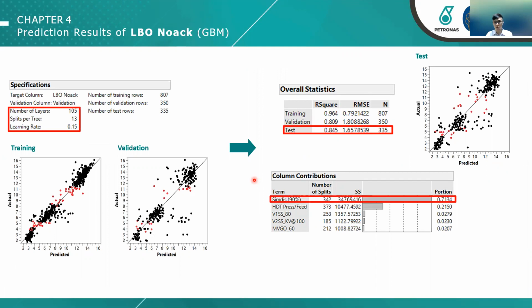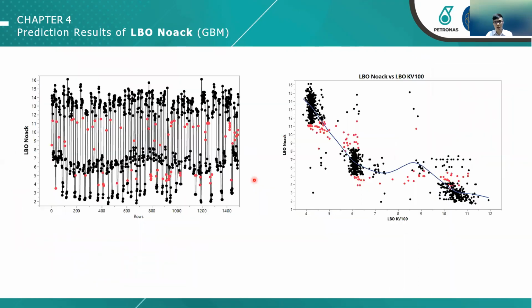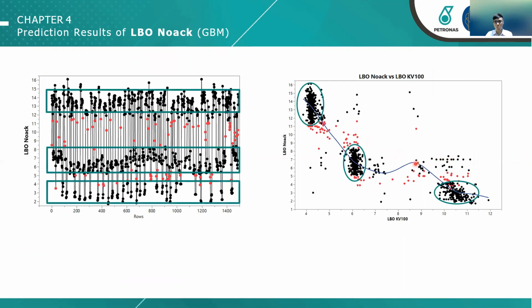fundamental chemical engineering knowledge. The same observation is noted here, where there are 3 clusters of data in each of these plots. And when plotting Noack against KV100, 3 clusters of data can be seen, which again is suspected to be 3 different base oil grades, and the red data points in between these clusters are presumed to be outliers or grade transition data. Hence, the grade specification data of the base oil is required to deepen the analysis.